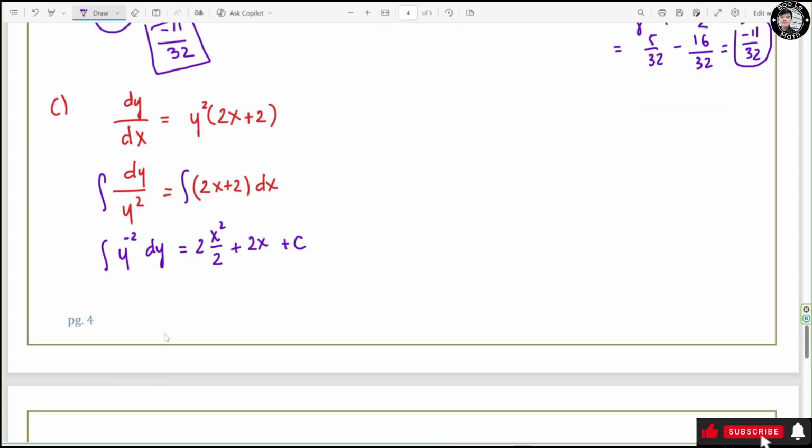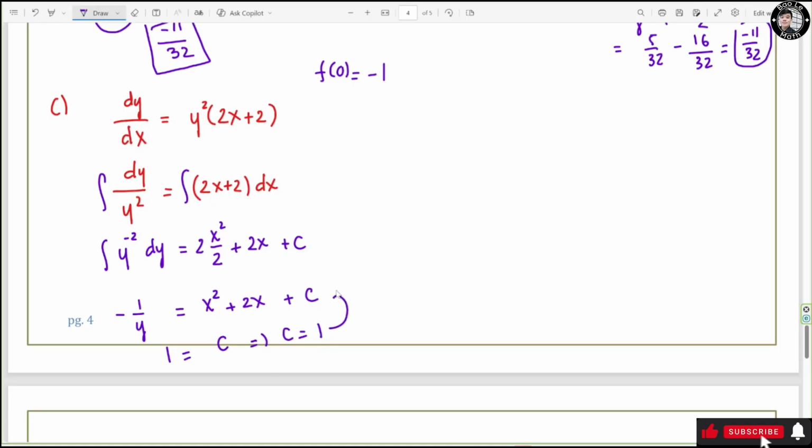Now the left hand side, I can use the power rule, right? So I have -1 over y equals s squared plus 2s plus c, right? Now I need to use the initial condition. It's going to be f of 0 equals -1, right? Substitute over here to solve for c, right? So I have 1 equals c. So c equals 1, right?